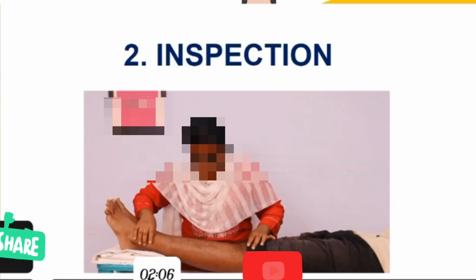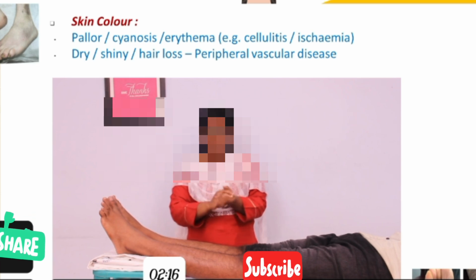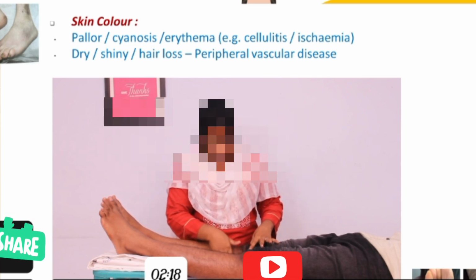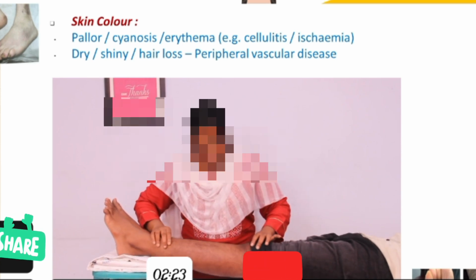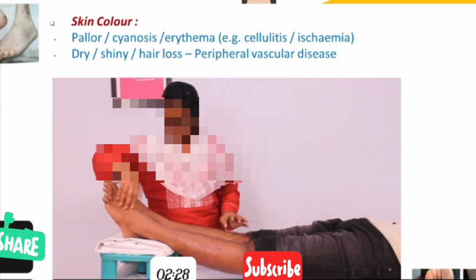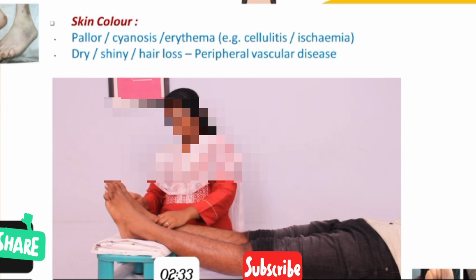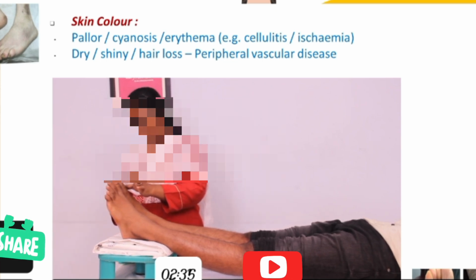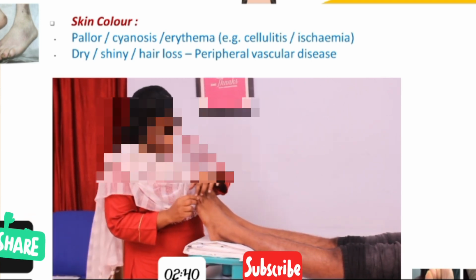2. Inspection. Inspect legs and feet, and ensure you look between the toes. Check skin color. Skin may look paler, or show cyanosis or erythema in the case of cellulitis or ischemia. Skin may look dry and shiny, or show hair loss, in the case of peripheral vascular diseases. Check for calluses, fissures or corns. Calluses may indicate incorrectly fitting shoes.